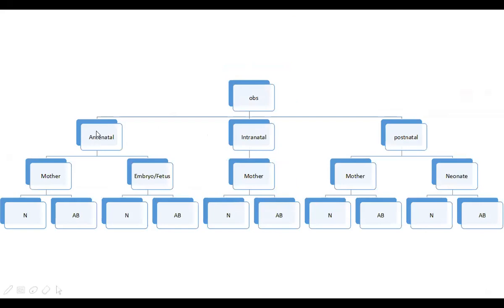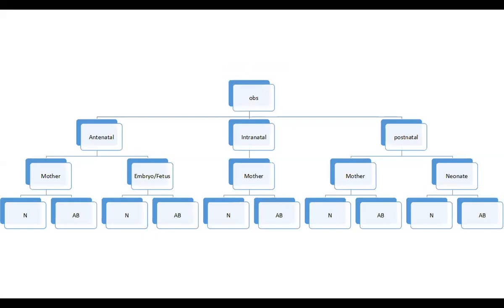Antenatal, again, is what we know is related to the mother and embryo or fetus. This embryo, for understanding purpose, we see as normal and abnormal. We have seen the normal part of it. Now we are going to continue with the abnormalities in the embryo or fetus.